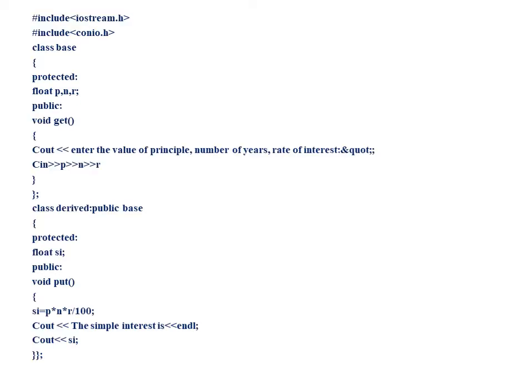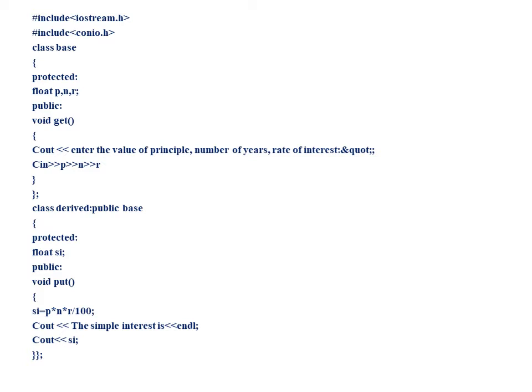Here I am having one base class and one derived class. First we will be including all the preprocessor directives within my program, and this program is to find the simple interest. In the base class, I have created a class and we are naming it base. So this is going to be my base class.